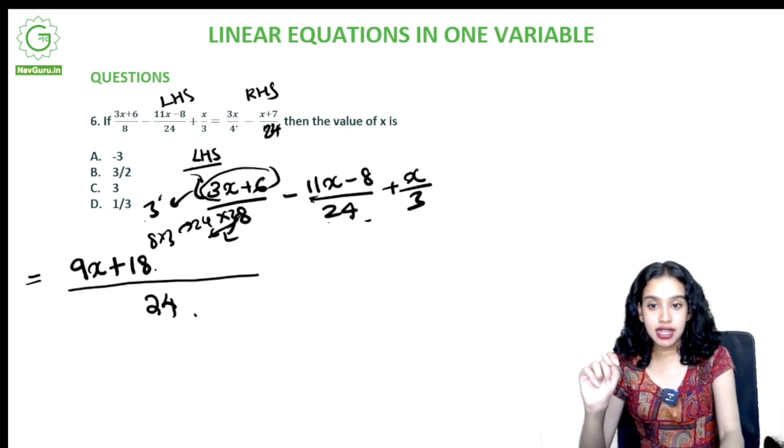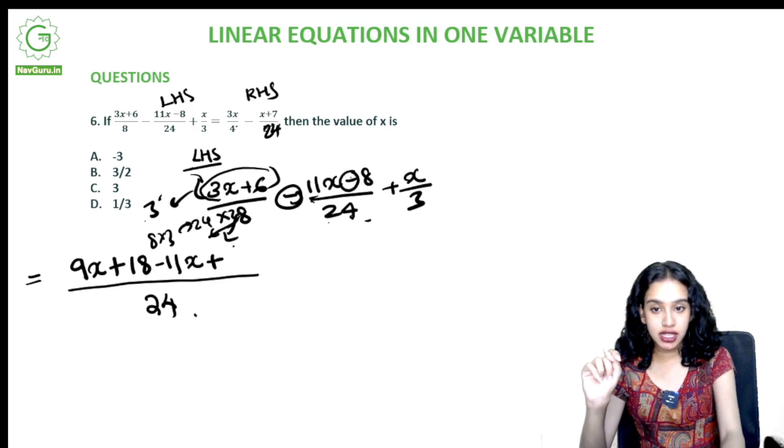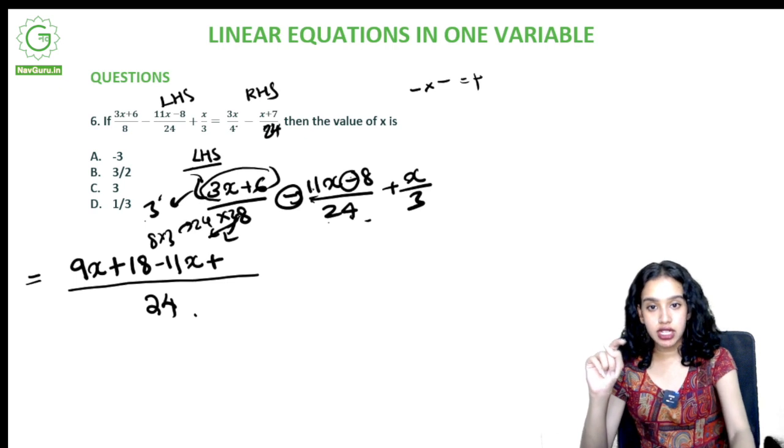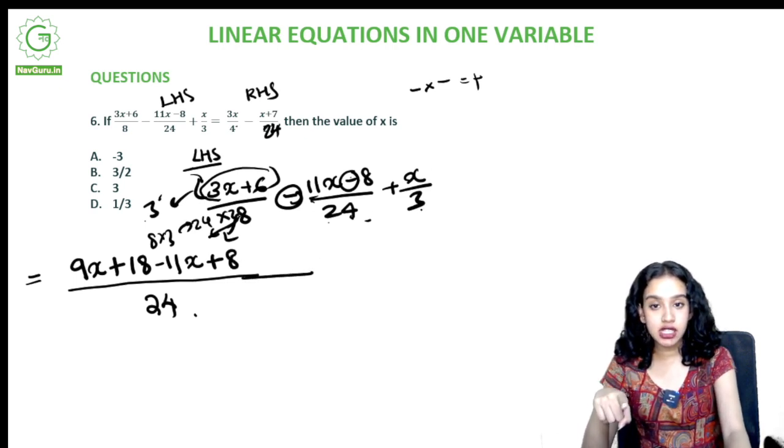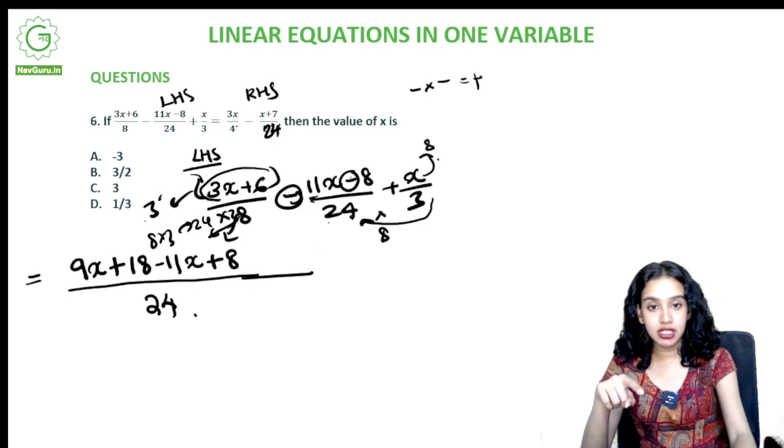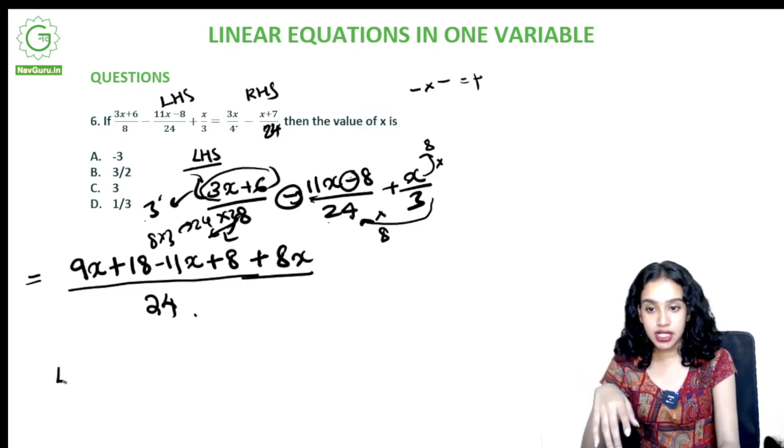So we have minus 11x, and we have a negative sign here and a negative sign here, so it becomes positive. Minus into minus is positive, right? So we have plus 8, and we need to convert this x by 3. We have to convert 3 into 24. We multiply by 8, so we multiply this term also by 8, right? So we have plus 8x. This is the left hand side.